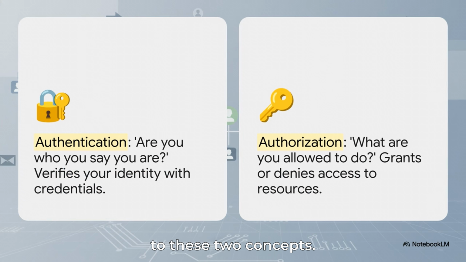And that brings us to these two concepts. You have to know the difference. Authentication is simply Active Directory asking, are you really who you say you are? It's just checking your username and password. Once it says, okay, yep, that's you, then authorization kicks in. Authorization asks, great, now that I know who you are, what are you allowed to do? It's that simple, and it's the foundation of everything.